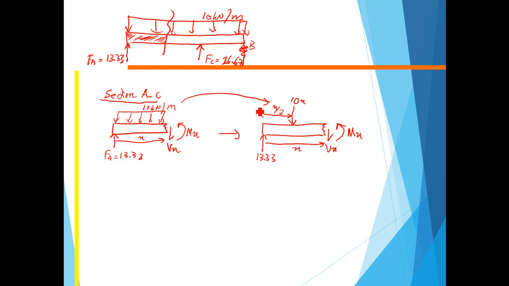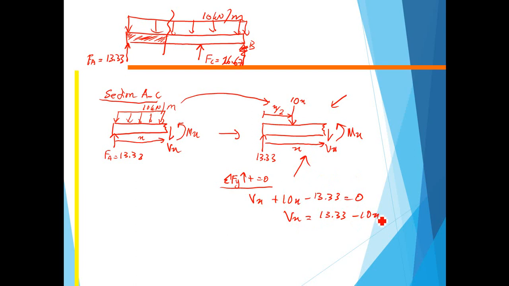Alright, so from this free body diagram, we can apply the summation of Fy, upward is positive, equal to 0, and then we can write that Vx plus 10x minus 13.33 is equal to 0. So Vx is equal to 13.33 minus 10x. So that is the relationship between shear force and distance x.